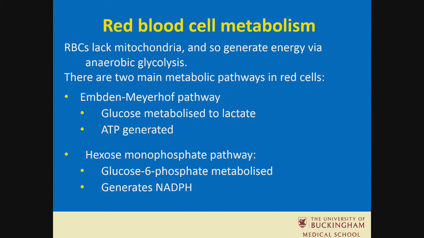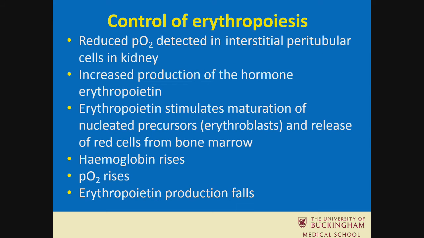I think I mentioned earlier on, red blood cells are basically sacs of hemoglobin, with no organelles, and they get most of their energy from anaerobic glycolysis. Now, I don't expect you to remember these pathways, but these are the key energy generating pathways in red blood cells. I'm not sure if you've covered it in metabolism.